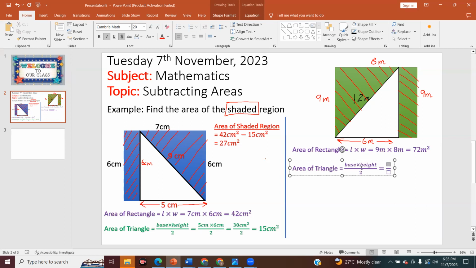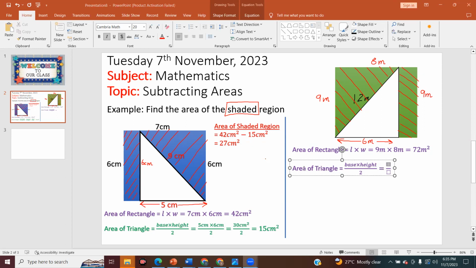Namaya, what is the base? I don't understand. Okay, can someone help with the figure? What is the base of the triangle? The base will be 6 meters. 6 meters, very good. So the base of the triangle, Namaya.